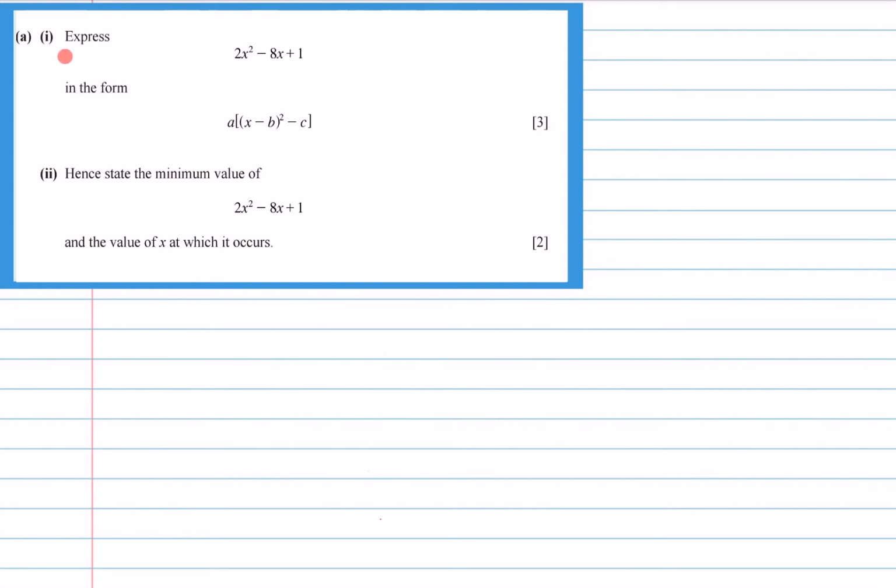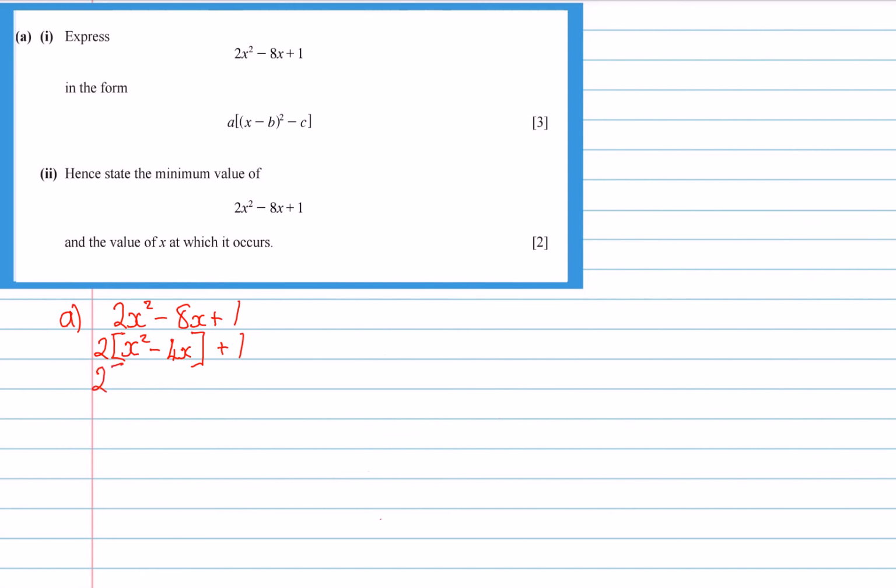The first question asks us to express this quadratic equation in this form here. So completing the square for this quadratic equation. Okay, the first thing we're going to do is factorize the first 2 terms here. Let's bring the 2 outside the brackets. 2 upon our x squared minus 4x plus our 1. And then we can complete the square for this bracket here.